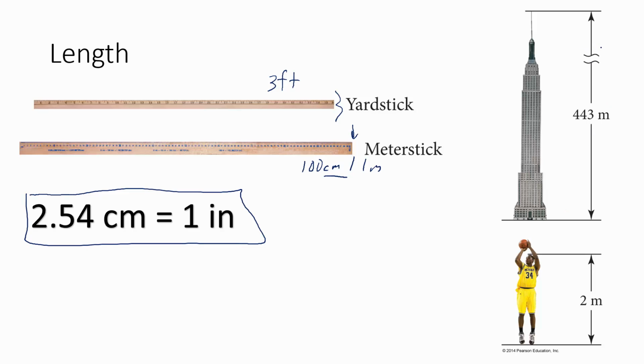A large building like the Empire State Building, notice this little discontinuous thing. This isn't to scale, between these two pictures. But the Empire State Building is about 443 meters tall, so well over 1,000 feet tall.